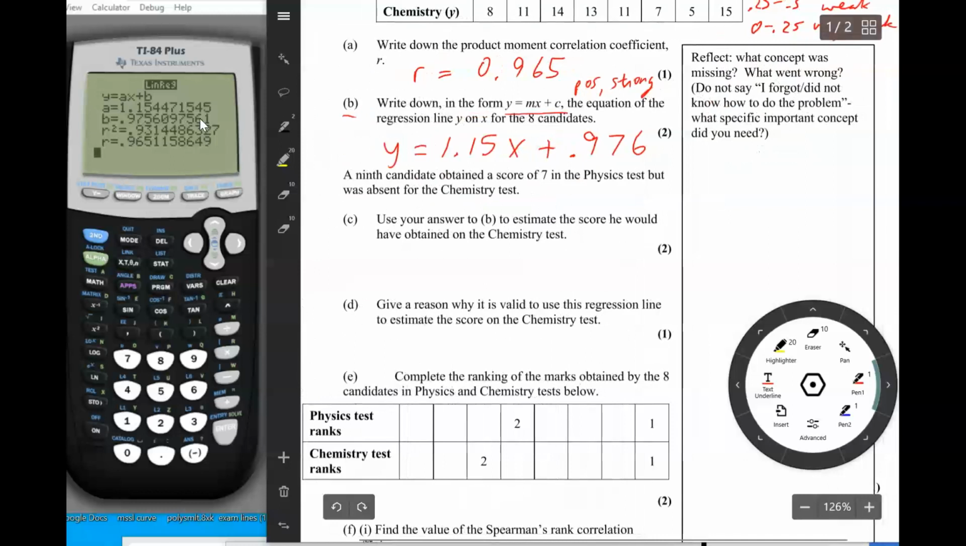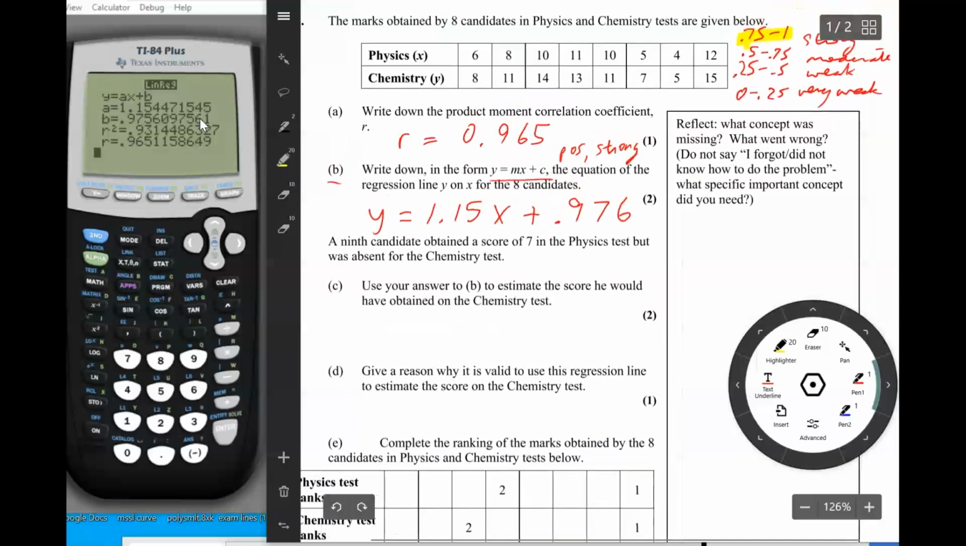Let's look at C. A ninth candidate obtained a score of 7 in the physics test, but was absent for the chemistry test. Use your answer to B to estimate the score he would have obtained on the chemistry test. Okay, sometimes when they ask you for these kind of estimates, they ask you to use a graph done on grid paper. In this particular case, they're asking us to use the equation. So we're going to take the equation in B, and we're going to substitute in the 7, which he got in physics. Remember that X is the physics score, so we're just going to put 7 in there, and that'll give us the chemistry score, which is Y.